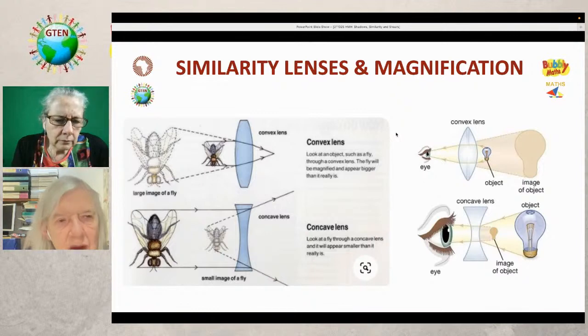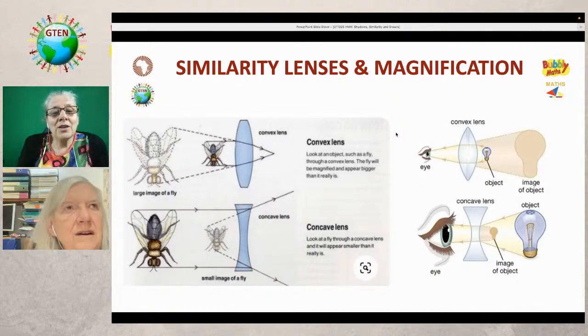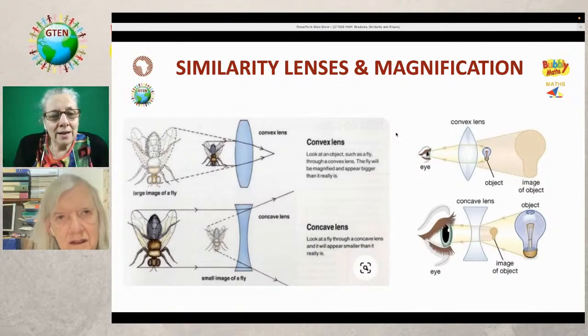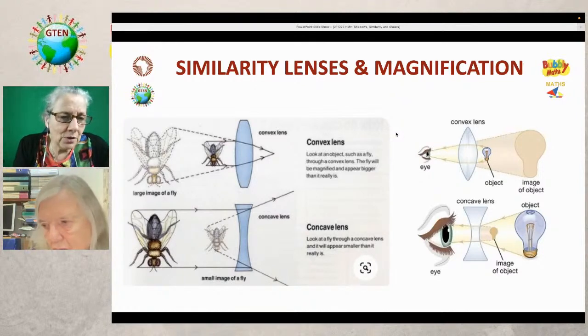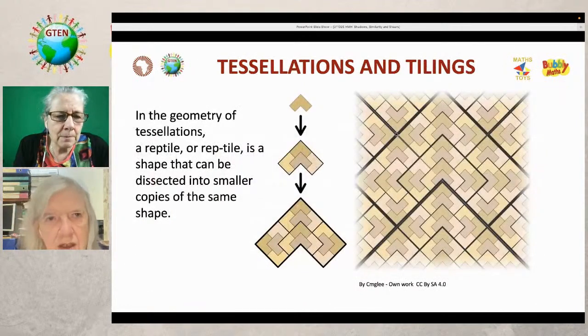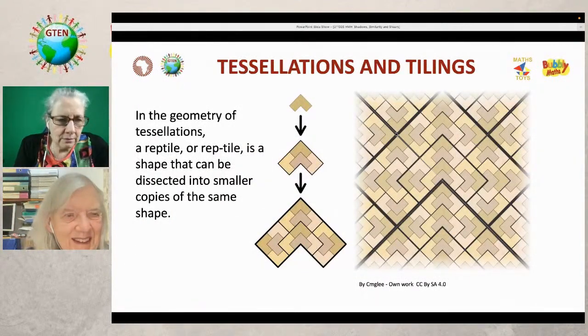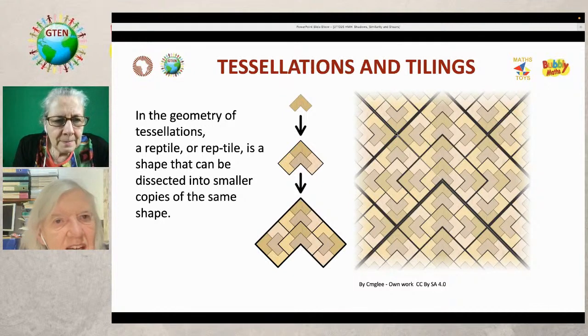So this is the way lenses work, but in every case, you get similarity. Okay, so that's the connection. They are similar. Yes. So the perception's different. We perceive them to be larger or smaller, but they are similar. So they're still the same shape, and they're not distorted.